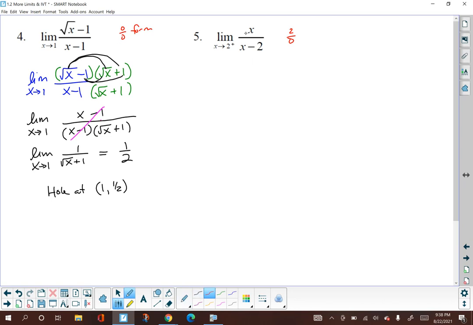We can't reduce this. It's a pretty simple little function, and there's not a way. You can't cancel an x out here. That's not okay. You can't cancel something that is having some addition or subtraction in it. You can cancel factors. You can't cancel terms. So this limit is a does not exist limit. If you have a number over 0, it does not exist.